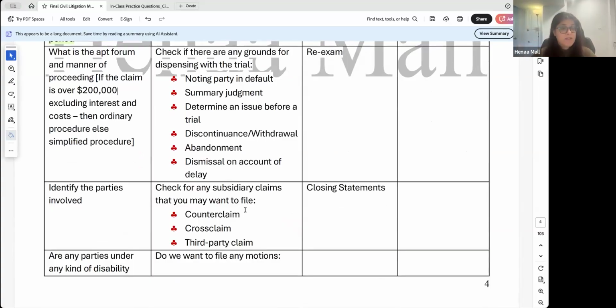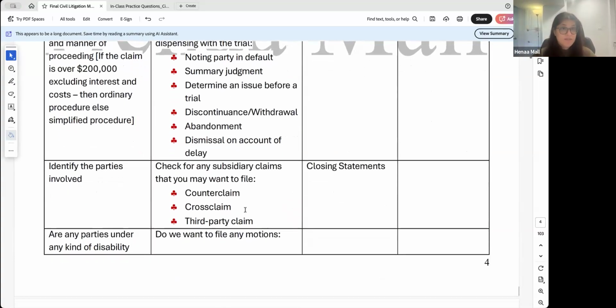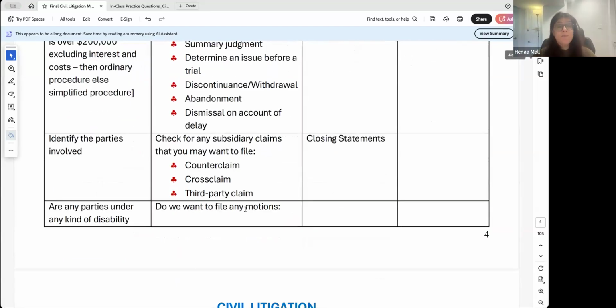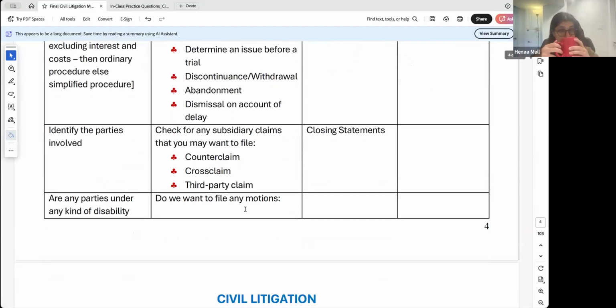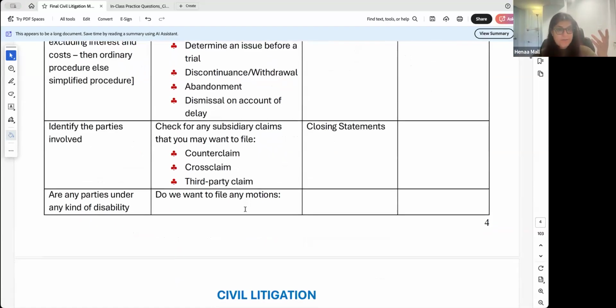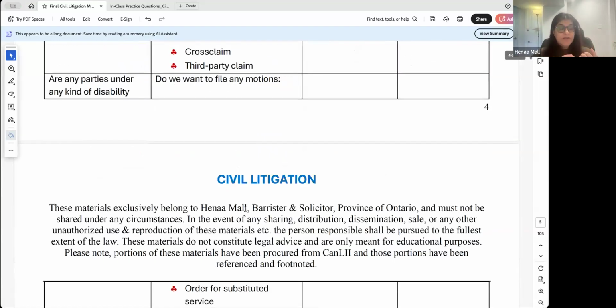You need to identify the parties involved. Any kind of parties, if they're reeling under disability of any kind, can you take instructions from them? Have you named all the necessary parties? Have all parties been made? Or have all the necessary parties been added to your lawsuit? So these are your pre-litigation protocols. Once the litigation has started, you need to decide whether you're going to start an action proceeding or an application proceeding. The two are very different, and we are going to talk about it.